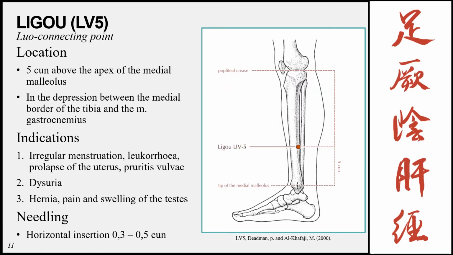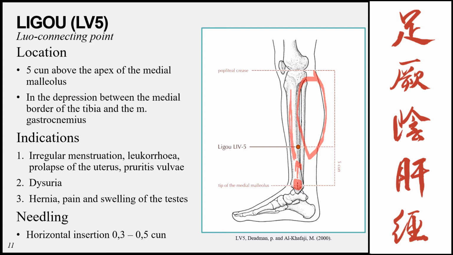The next point is LIGOU, liver 5. So this is the Luo connecting point of the meridian, and is located 5 cun above the apex of the medial malleolus. So once again, we find the medial malleolus over here, and we've got to go 5 cun superior, and it's in the depression between the medial border of the tibia and the gastrocnemius muscle. So here's the gastrocnemius muscle, runs like this, and here's the tibia, looking for a depression between these two points.